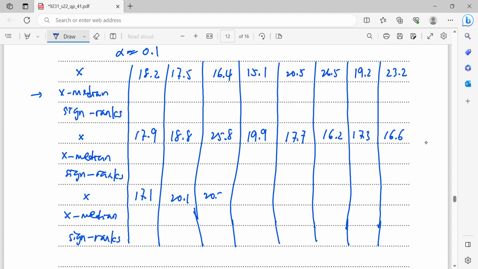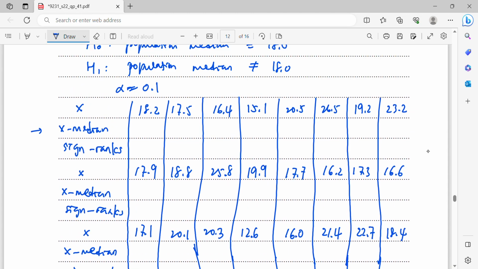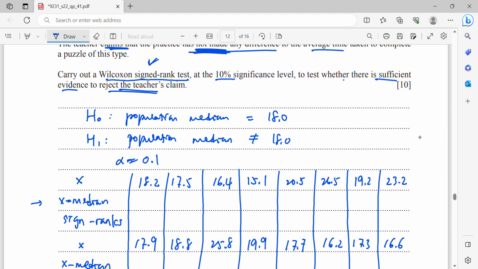Okay, so 20.3, then 12.6, 16.0, and then 21.4, 22.7, and 18.4. Okay, so now after you have copied all this data, then you have to calculate x minus median. So now remember, our median is 18. So it means that all these values must be subtracted by 18.